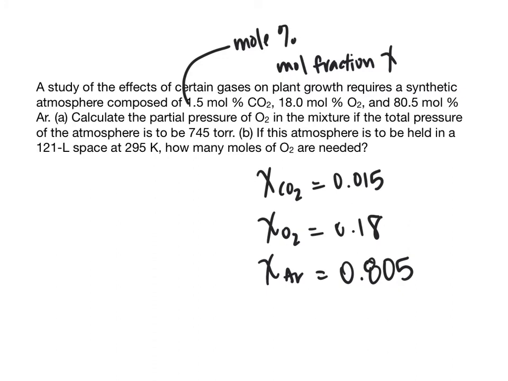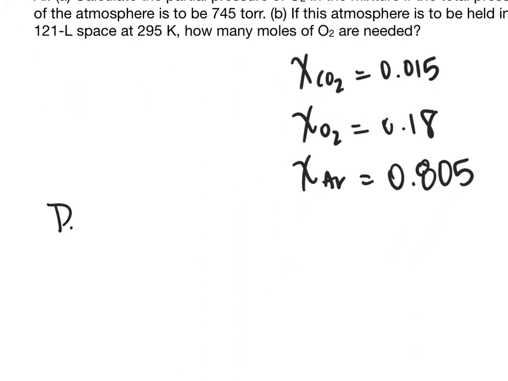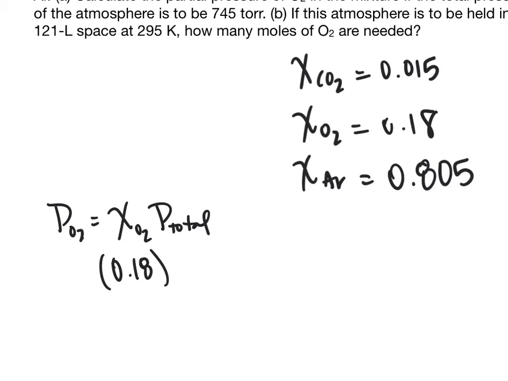So what is the partial pressure of oxygen in this mixture if the total pressure of the atmosphere is 745 torr? So the pressure of O2 is going to be equal to the mole fraction of O2 times P total. So the mole fraction of O2 is 0.18 multiplied by the total pressure, which is 745 torr. And so that gives us 134 torr.